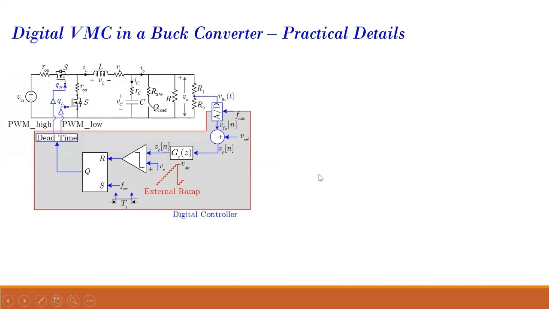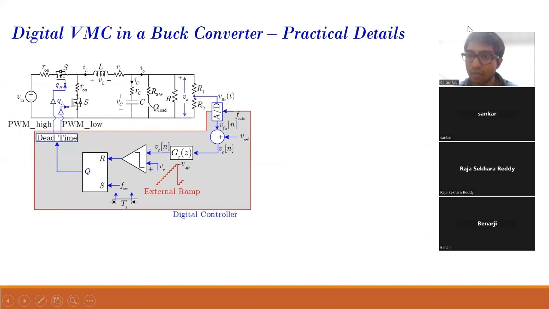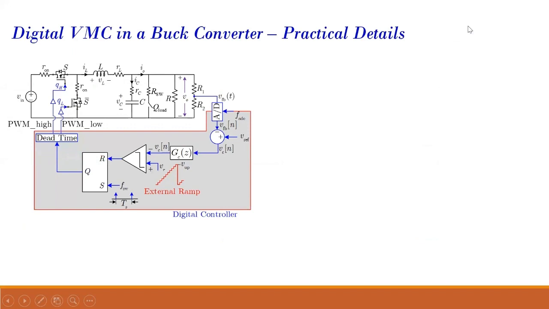Now we consider MATLAB simulation of digital voltage mode control. Does anyone have any doubts till now? So this is the buck converter, which has been shown a lot. There's an input voltage and here's your output voltage. And there is this Q load. Why is this Q load present? This Q load is present for creating a load transient.